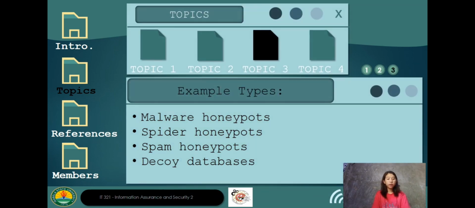Dito naman tayo sa example types. May apat na example types dito. First, malware honeypots. Second, spider honeypot. Third, spam honeypot. Last, decoy database.